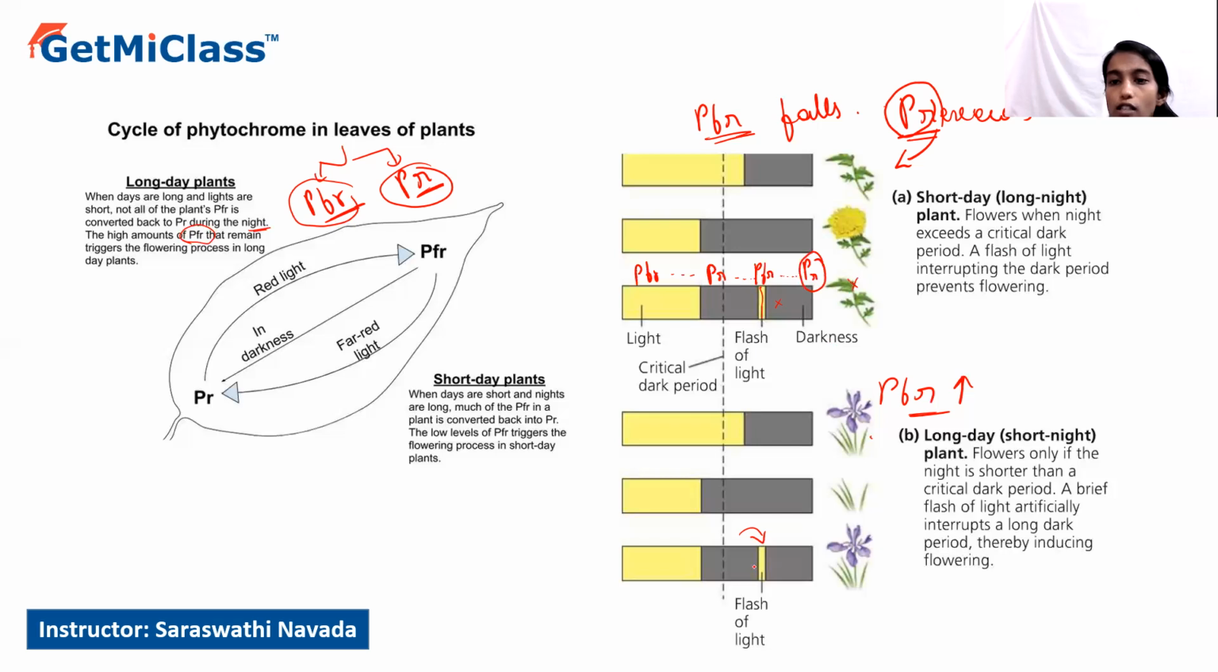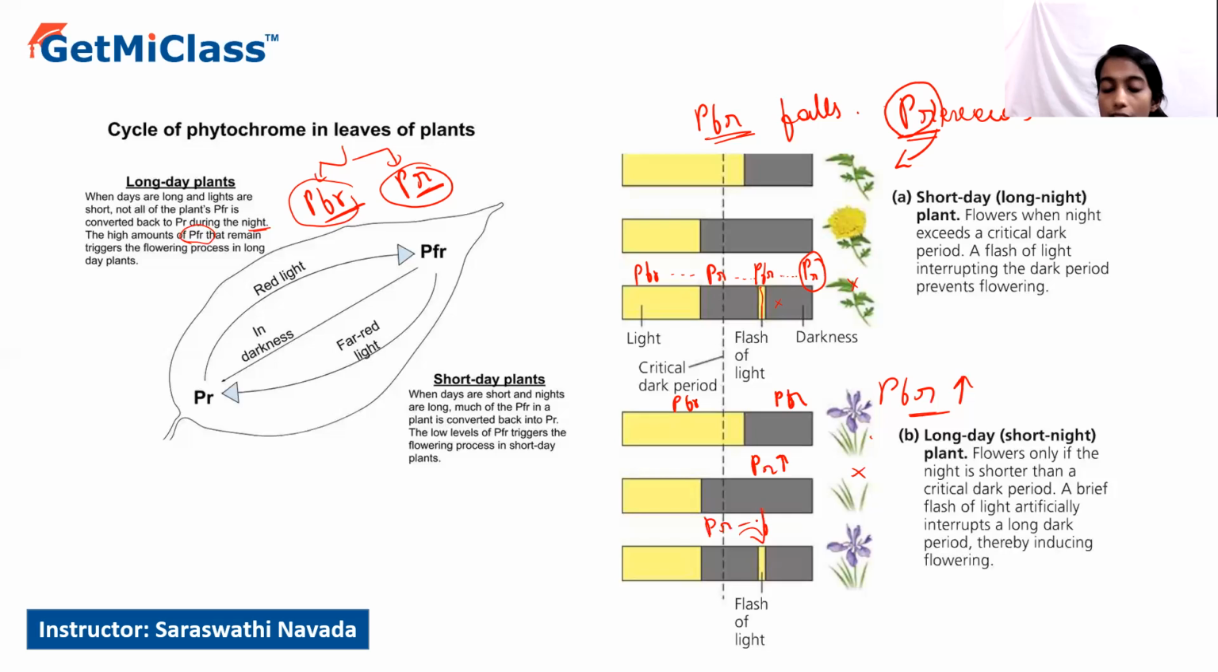Whereas in the case of long day plants, the PFR form will be more in concentration and slowly it will be converted to the PR form during the night time. So in this case, the concentration of the PR form will be more because the dark period is more, hence there will be no flowering.